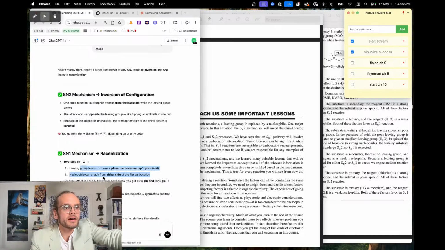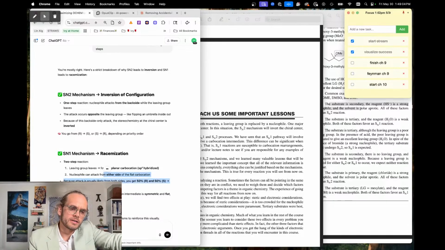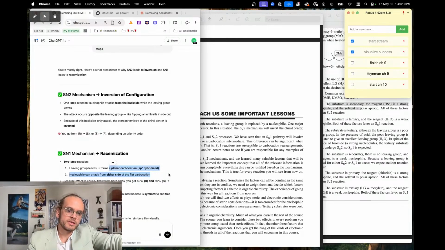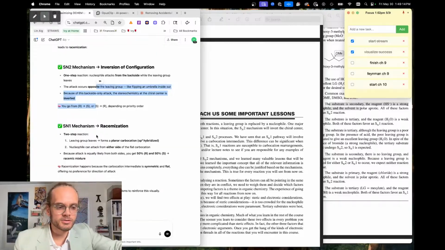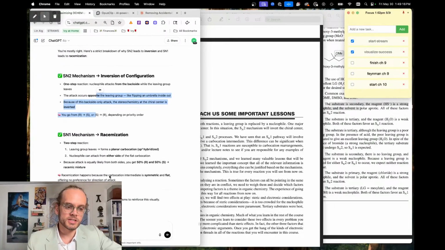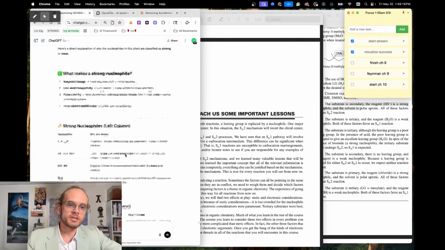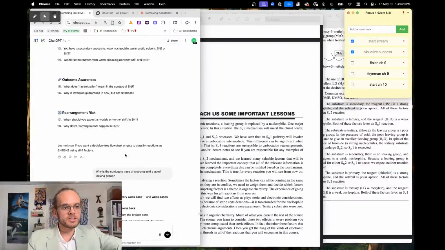Planar carbocation. Nucleophile can attack from either side of the flat carbocation. Oh, that's why. Okay, it's because it makes it sp2 hybridized. It's planar. It's not like the inverted umbrella. These are helpful examples. Good. Even though it can't draw me visuals or show a 3D visualization, that was a good explanation. Thank you, ChatGPT. Let's go back to the curiosity checklist.